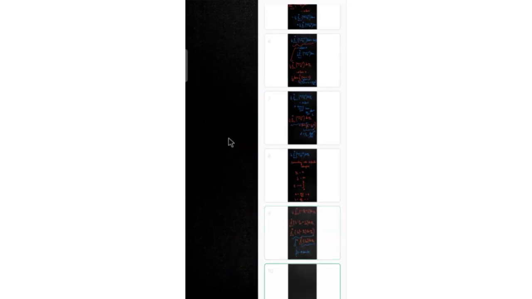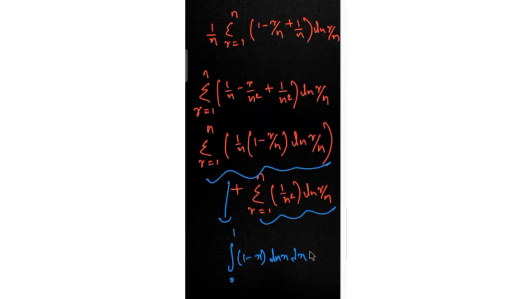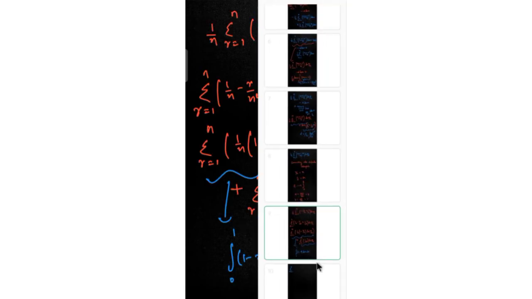So the integral that we are left with is the sum from r equal to 1 to n of 1 by n square ln r by n. This is the integral we are left with. So I'll just take 1 by n outside. So this comes out to be the sum from r equal to 1 to n of 1 by n ln r by n.